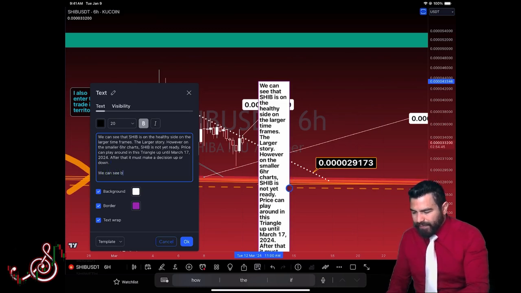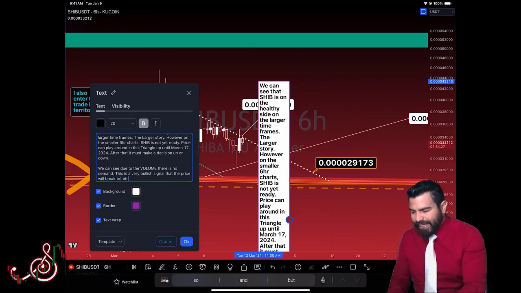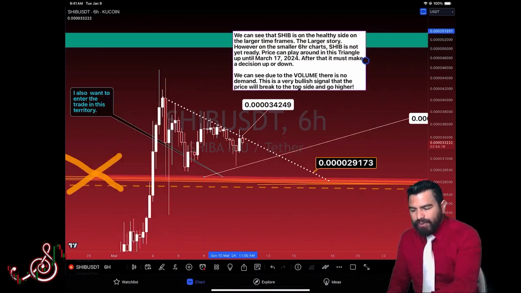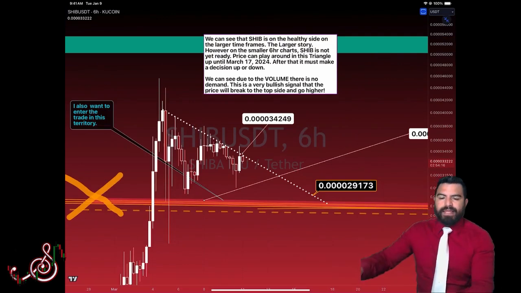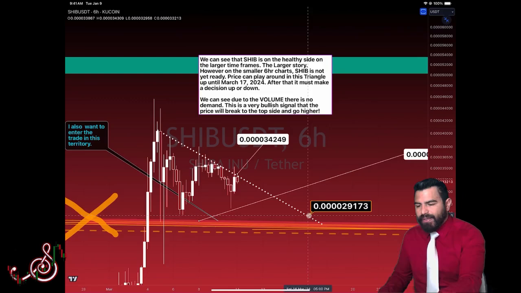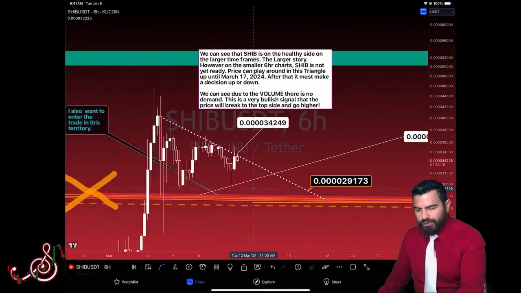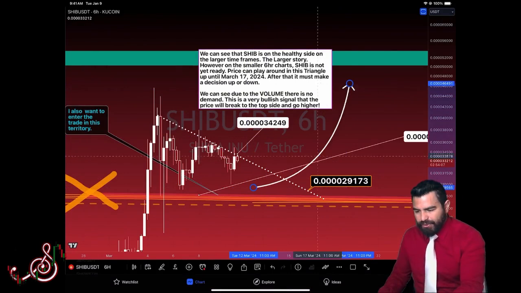We can see due to the volume, there is no demand. This is a very bullish signal that the price will break to the top side and go higher. All right, so you can see from all the data when we put the story together that the likelihood of us breaking to the top is very high, okay, due to the volume, and now you know timing due to the watch line.